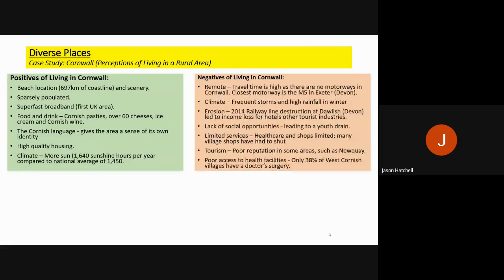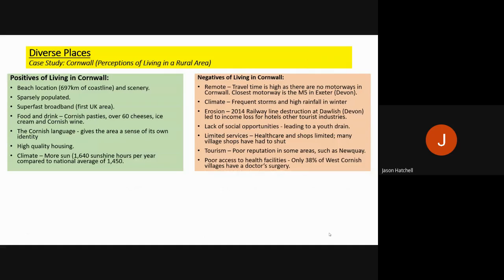It's remote. Travel time is high. Really, car travel is really important in this area. The climate sees some frequent storms and high rainfall in winter due to it being seaside. A high amount of erosion along the coastline there, particularly at the Dawlish coast in Devon, where there has been income losses for tourist industries. There's a lack of social opportunities, and that has led to a youth or a brain drain.